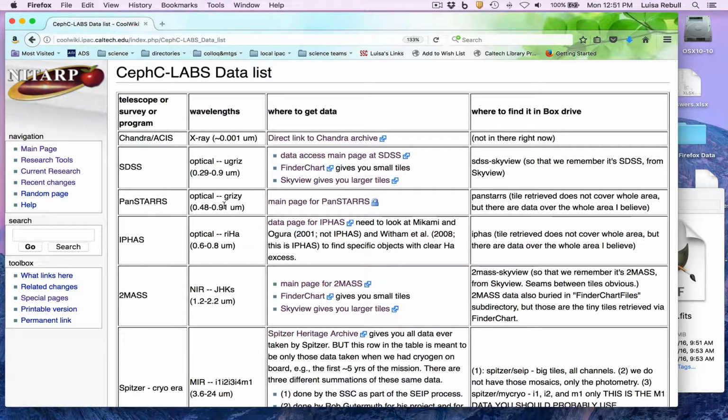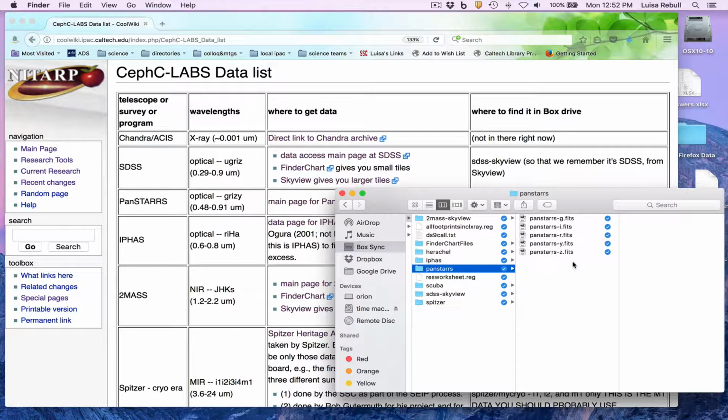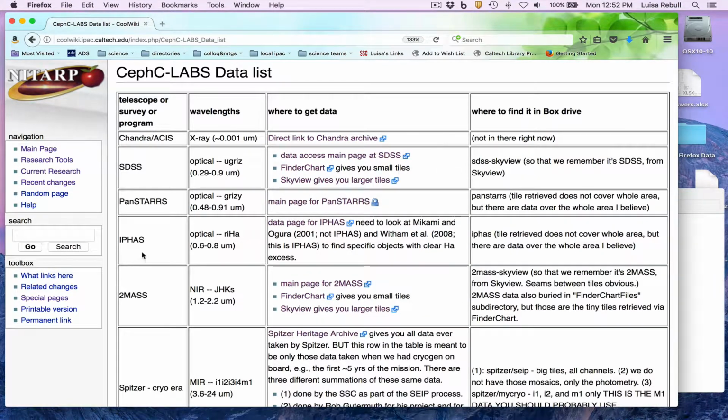Pan-STARRS is the next one. It is similar, but not quite the same as Sloan. It has GRIZ like Sloan does. It doesn't have U, it does have Y, which is further into the infrared. Again, you can get the original data from Pan-STARRS. I believe our data covers the whole area. Our whole area has Pan-STARRS data, but I only grabbed you a tile that covers a good chunk of the area. So if you go to the Pan-STARRS directory, there are the Pan-STARRS images.